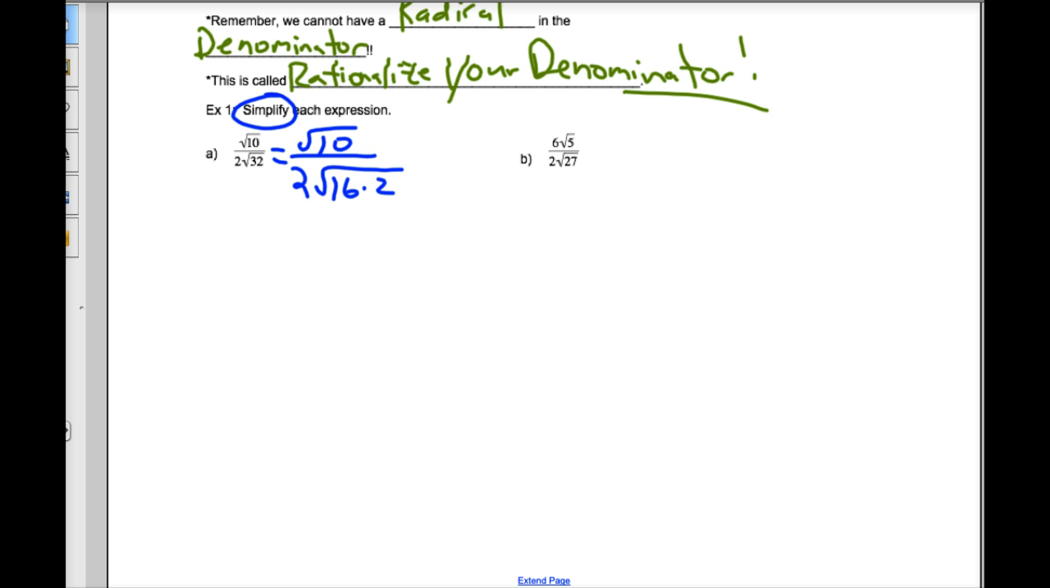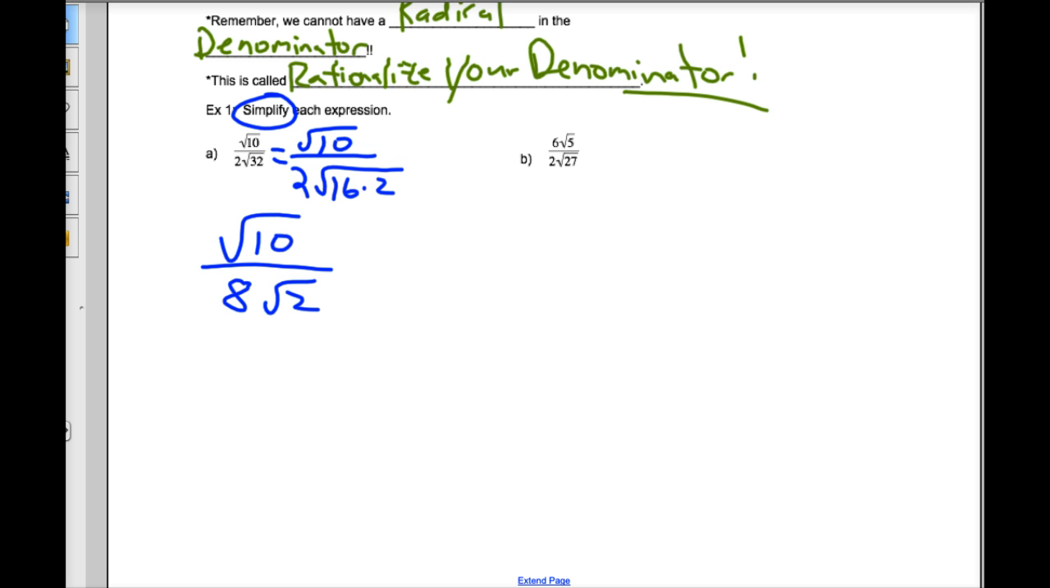So it would be radical 10 over 8 radical 2. Look how much we've changed the radical 32 all the way down to 8 radical 2 in one radical step. There's no such thing as radical 1. Do we have that in the problem? No. Using radical 1 doesn't help you in any way.